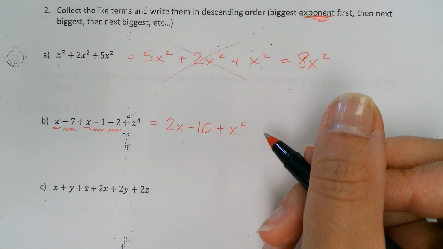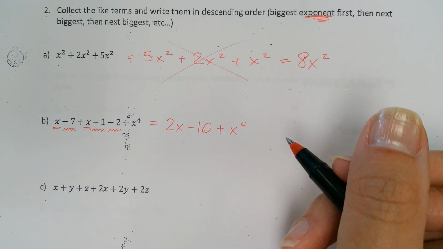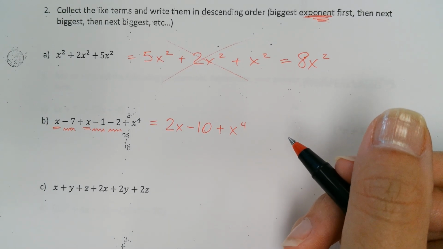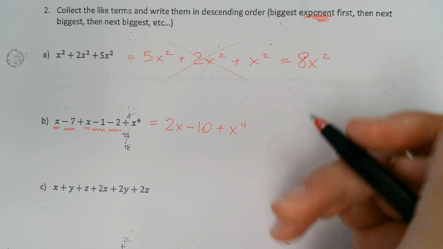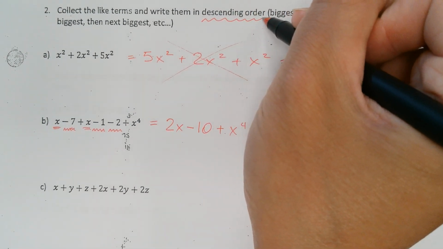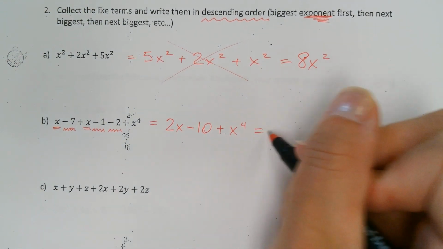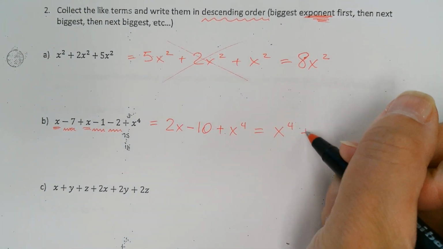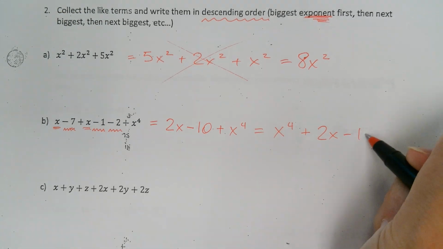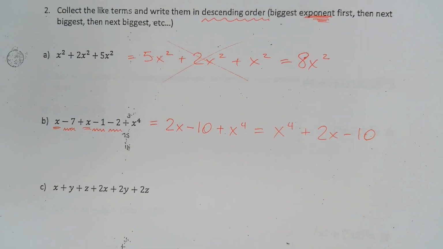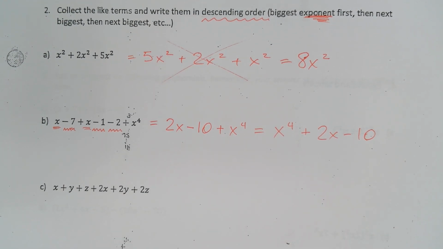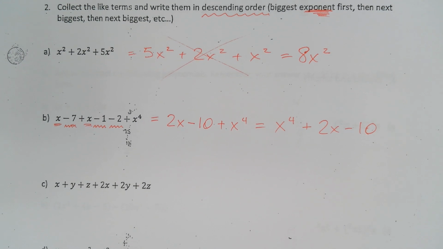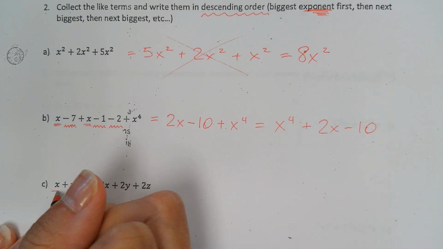So if I write this as my final answer, will I get full marks? No. Why not? The order, right? Descending order of exponents. So I need to rewrite this as x to the 4 plus 2x minus 10. All right. Descending order talks about the exponents, the degree of the exponents. Let me rephrase that.